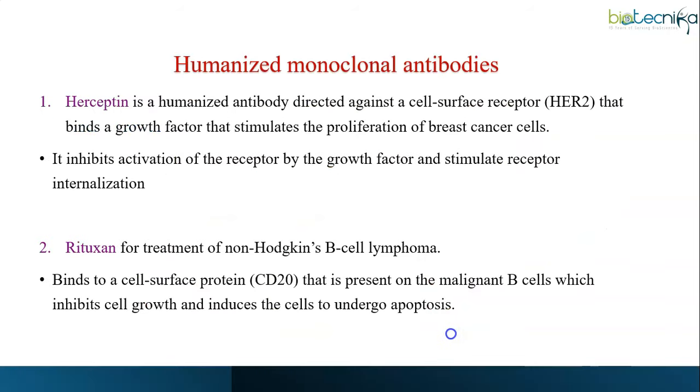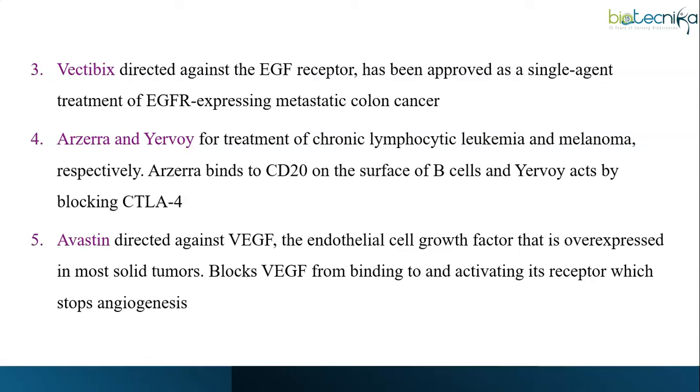Then we have some examples of humanized monoclonal antibodies like Herceptin, that is directed against the HER2 receptor. It inhibits the activation of the receptor by the growth factor, thereby stimulating receptor internalization. Usually they are responsible for the stimulation of proliferation of breast cancer cells. Rituxan is for the treatment of non-Hodgkin's B-cell lymphoma. It can bind to a cell surface protein present on the malignant B cell, inhibiting their cell growth, inducing the cell to undergo apoptosis.